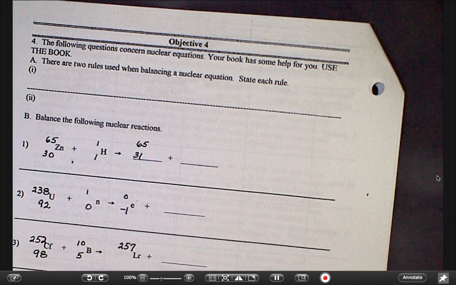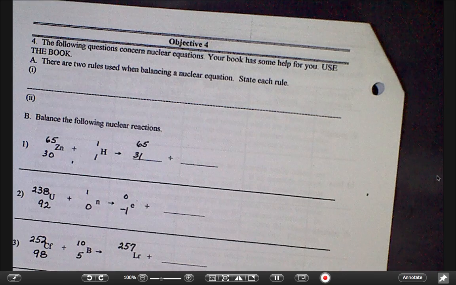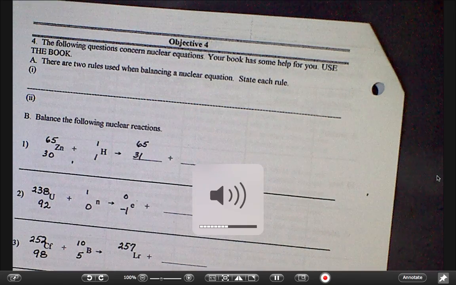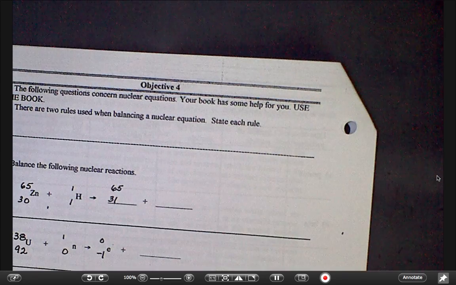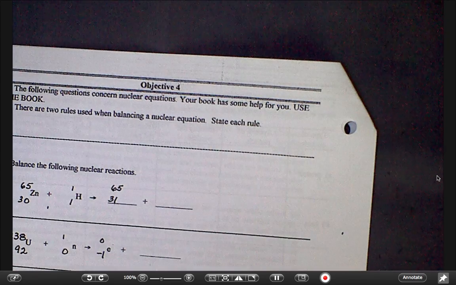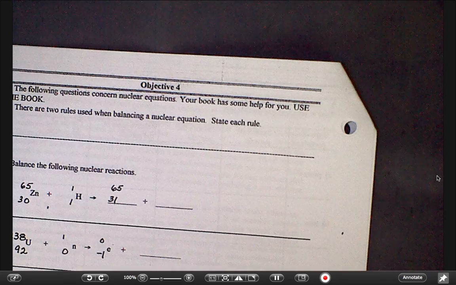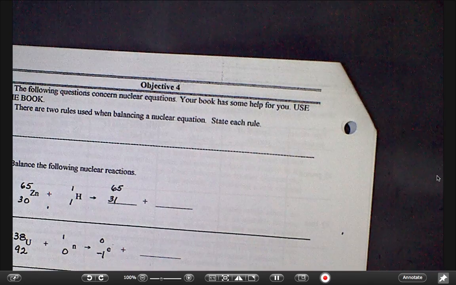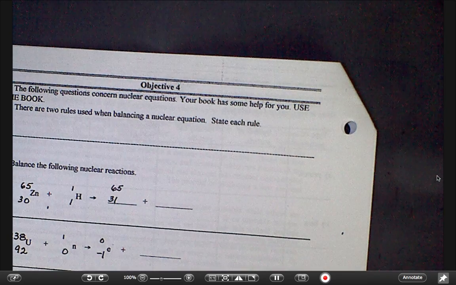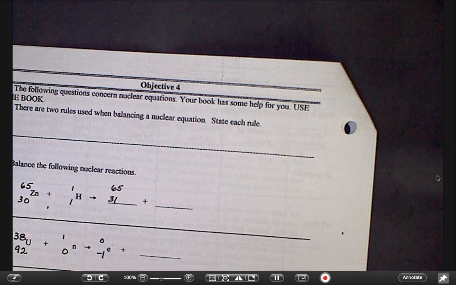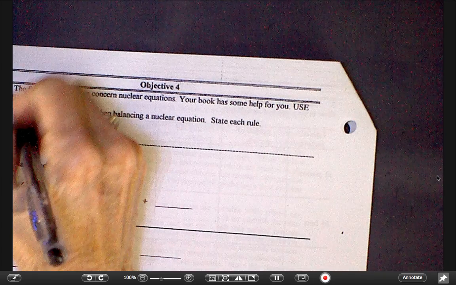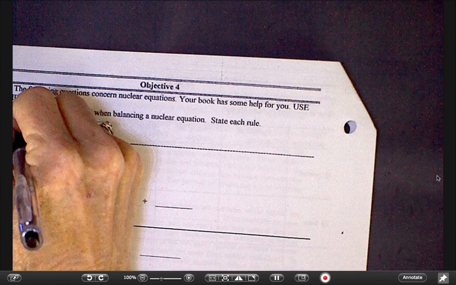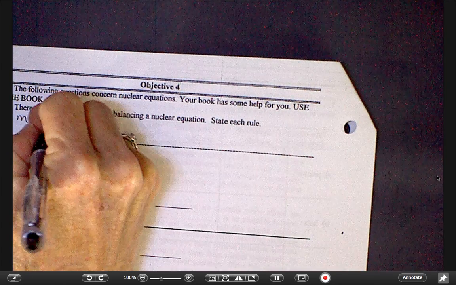All right, we're going to learn how to balance our nuclear equations. Back on page 5 and 6 of your nuclear packet. All right, there are a couple of things that you need to remember that govern balancing nuclear equations. The first one is mass numbers are conserved. On A1, write mass numbers.